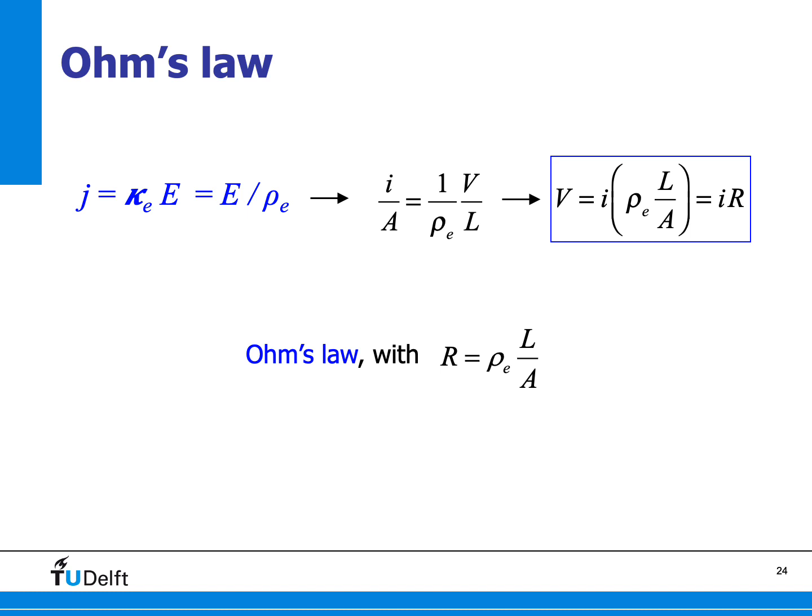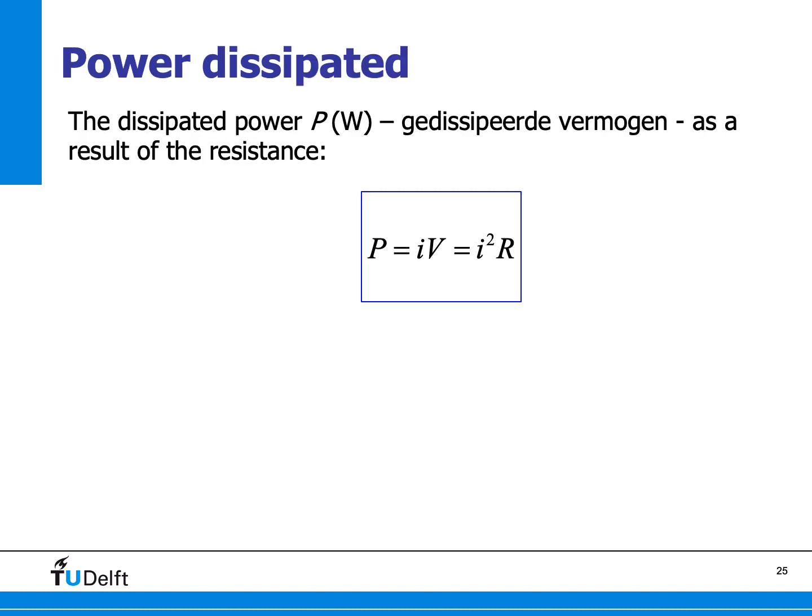as we already knew. The dissipated power P in watts or joule per second is a result of the resistance, and in Dutch we call it the gedissipeerde vermogen. And the dissipated power P equals I times V, and with the help of Ohm's law we can also write that as I squared times R.